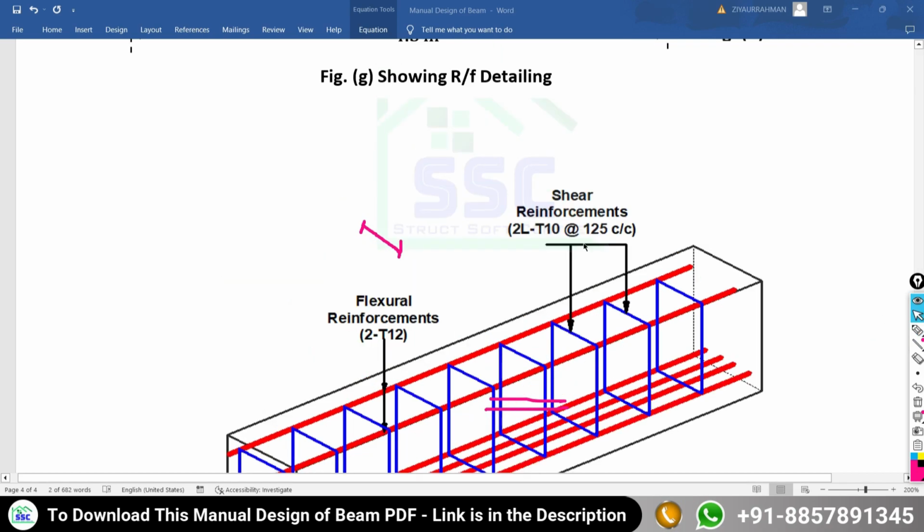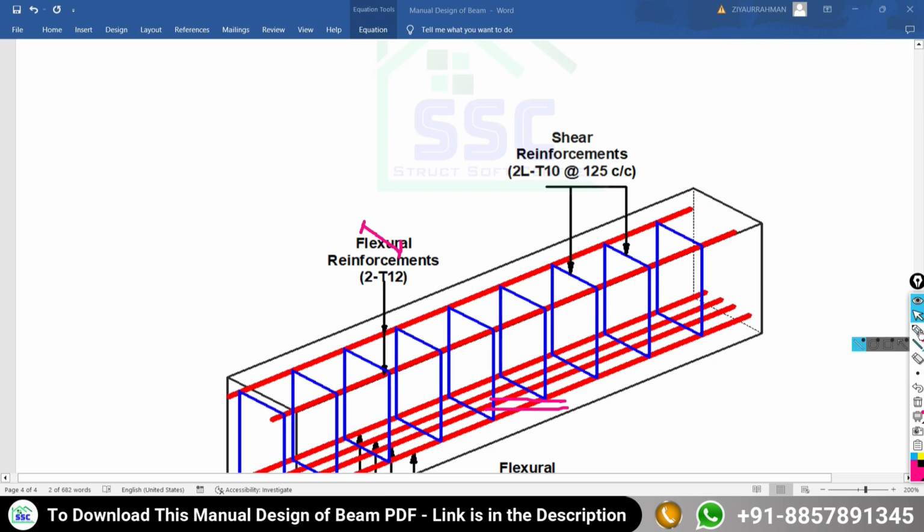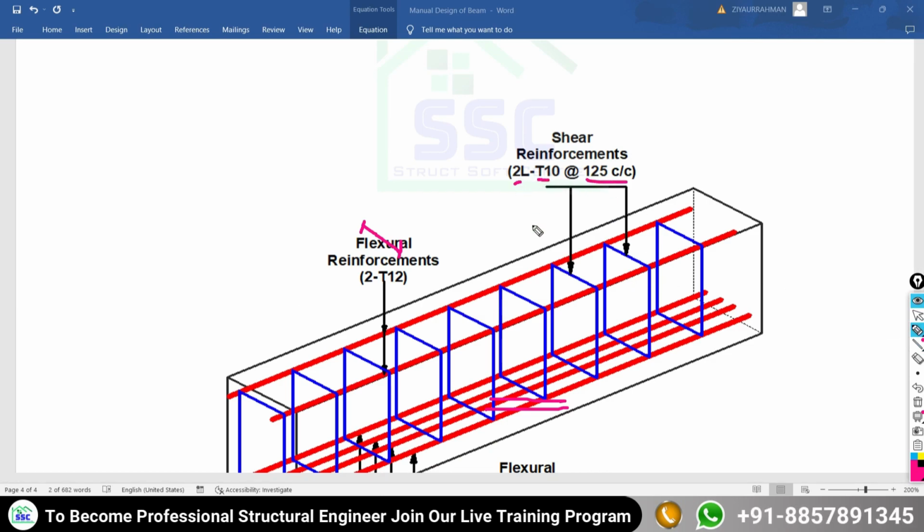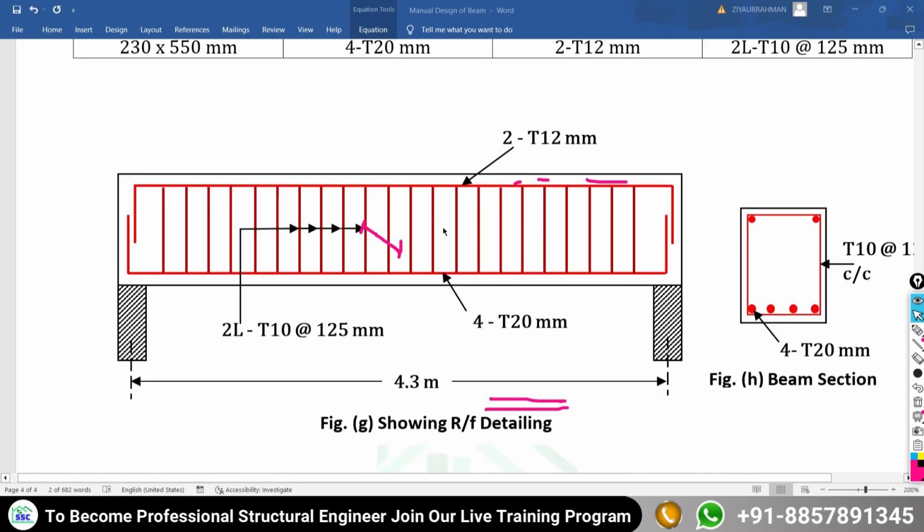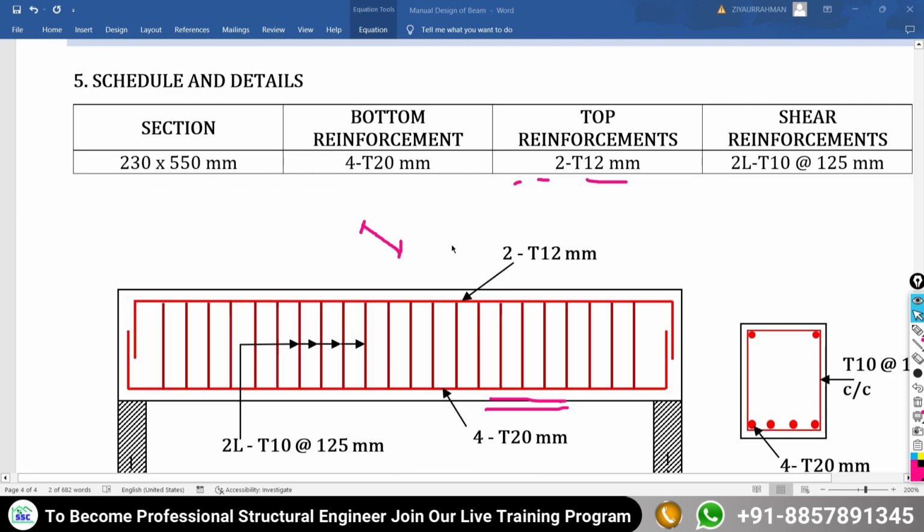And the spacing of the shear reinforcement is what? 125 mm center to center with a diameter of 10 mm, 2-legged vertical stirrups. So this is the complete scheduling and detailing in respect of your design result. Hope that you all understood how to do the design for your beam.